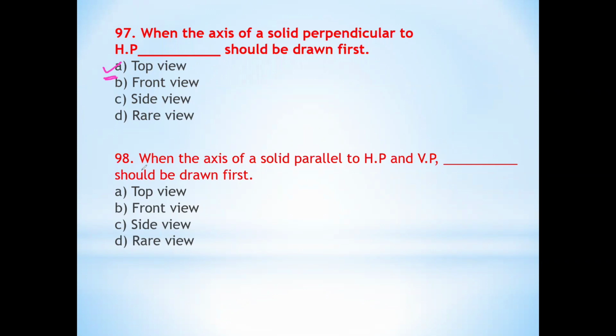The next question, MCQ number 98: when the axis of the solid is parallel to HP and VP, dash should be drawn first.